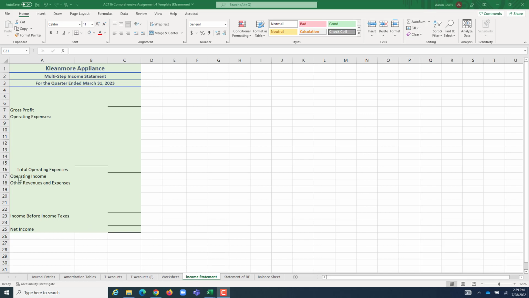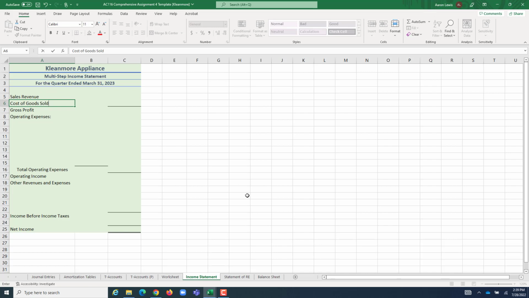I have filled in a few of the spots on here, but not all of them, and I did so because I want to test your knowledge of what goes where. Like, how do you know how to find gross profit? What is the formula for gross profit? Well, the formula for gross profit is sales revenue less cost of goods sold.